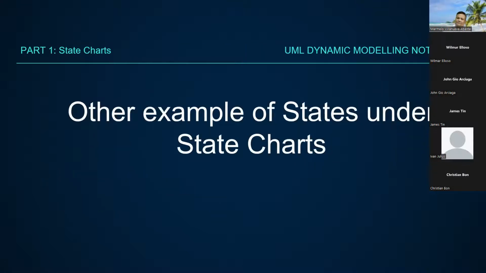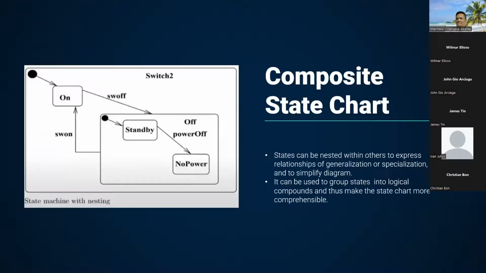Other examples of states under state charts. Composite state chart: states can be nested within others to express the relationship of generalization or specialization and to simplify the diagram. It can be used to group states into logical compounds and thus make the state chart more comprehensible. In other words, a composite state is a state that contains one or more other substates.